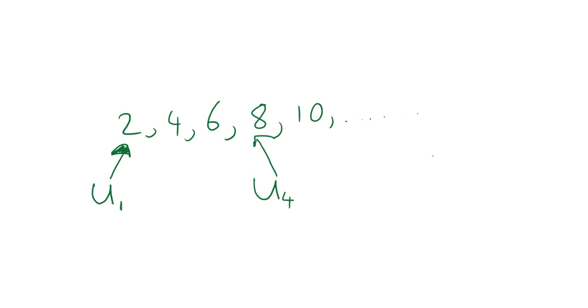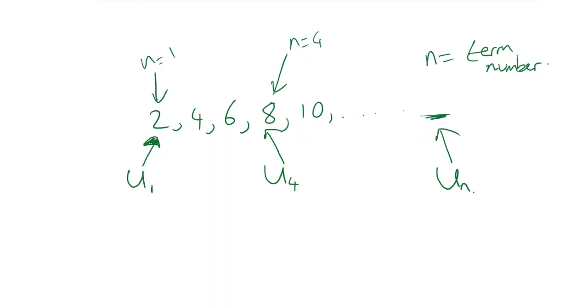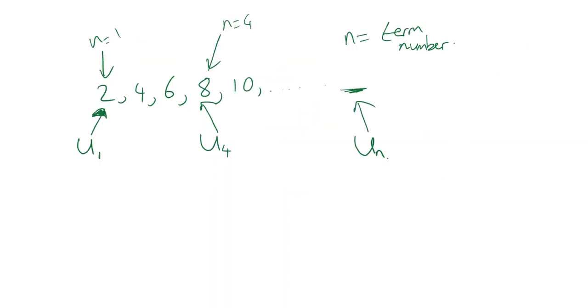A general term, maybe there's some number over here, well, we don't know which value it is. We're going to call it UN, and that is term number N. So N is going to be the term number. This one here is when N is 1. This 8 is when N is 4 because it's the fourth number in the list. So that's how our sequence notation is going to work.